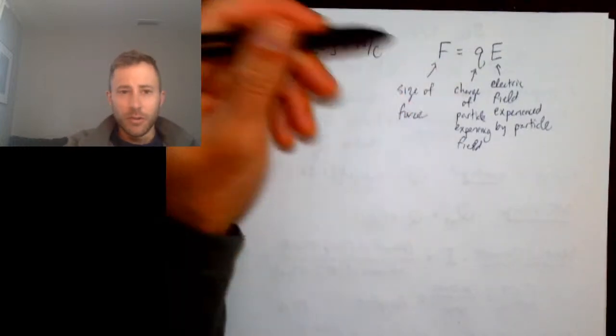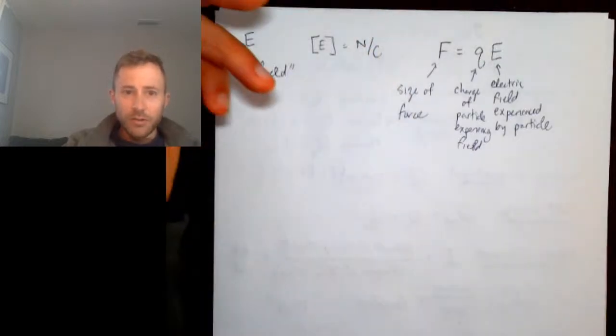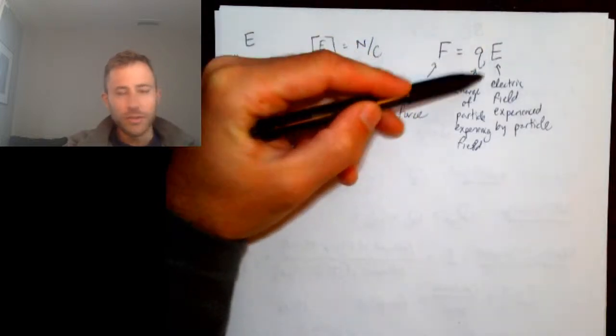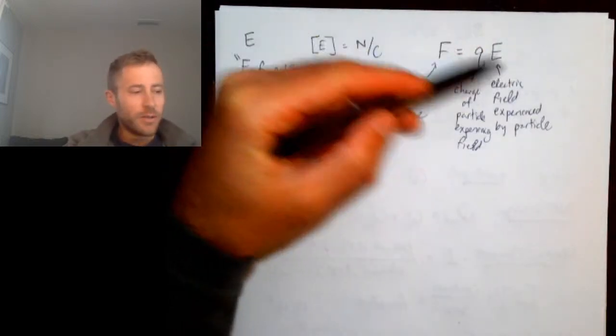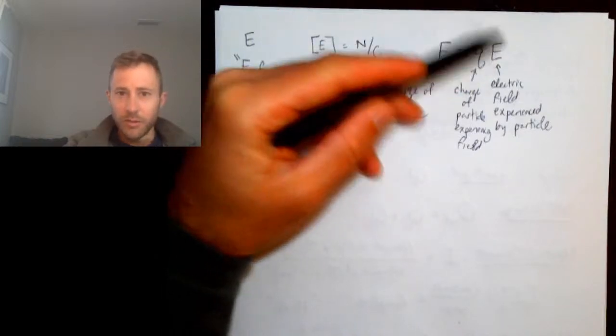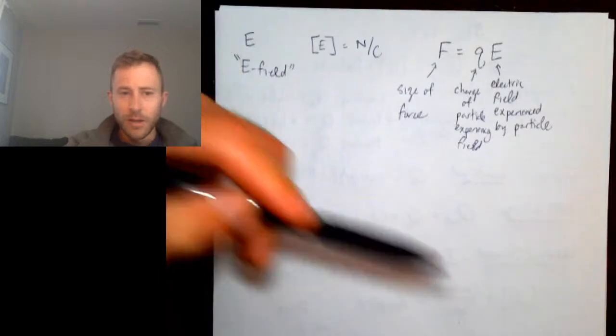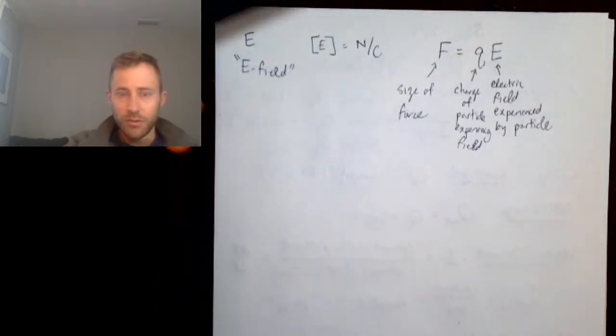So in particular, neutrons aren't pushed around at all by electric fields. Why? Because neutrons have a charge of 0, and so however big the electric field is, it's going to be 0 times that, so there's no force. So neutrons don't move in response to electric fields.